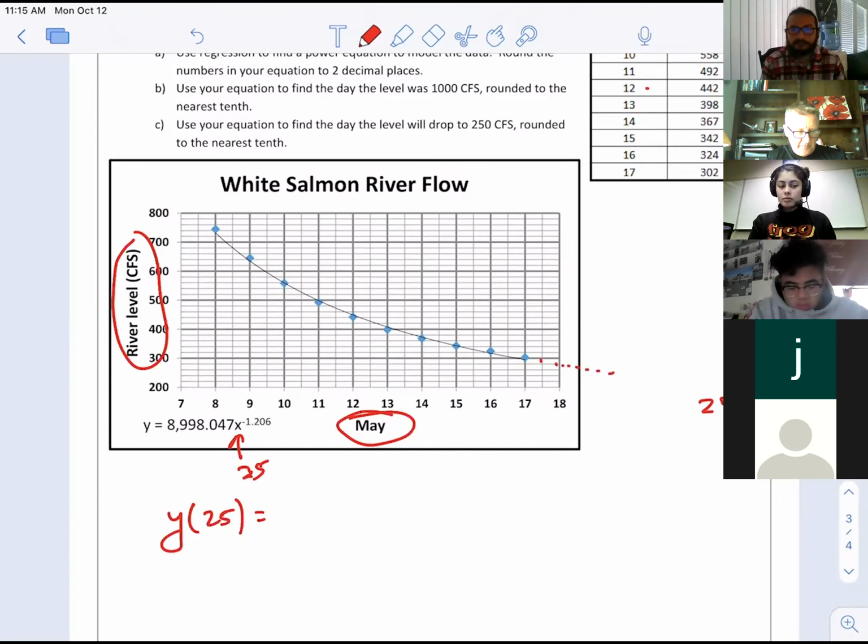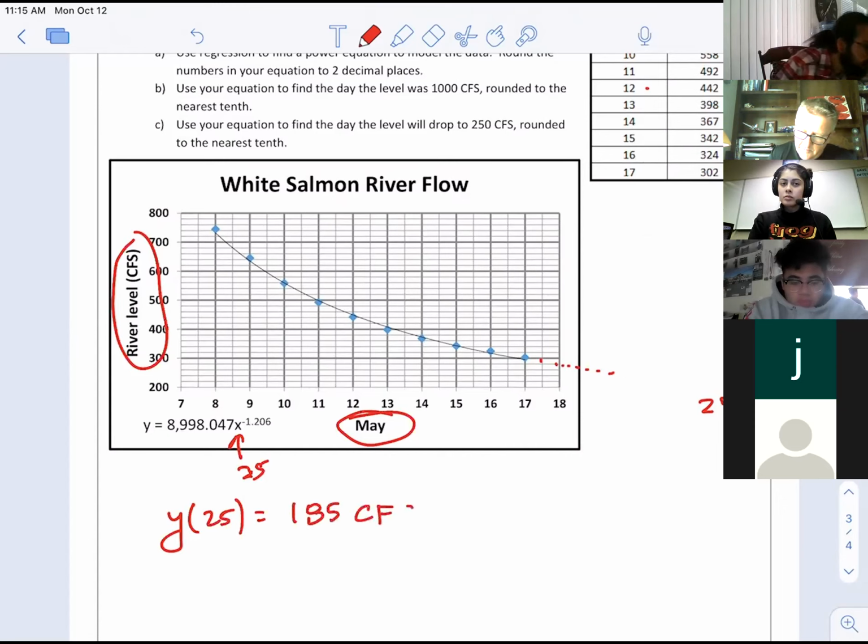So I'm plugging that in, saying times 25 raised to the, again, weird that it's such an interesting number, the exponent is such an interesting number. When I did that, I got approximately 185. I don't even have to understand river level. It just says up there that the unit is CFS.